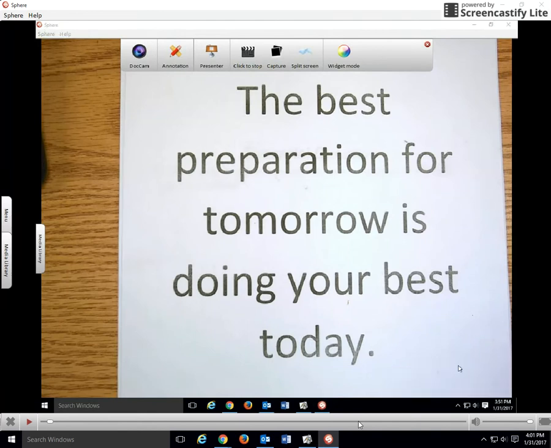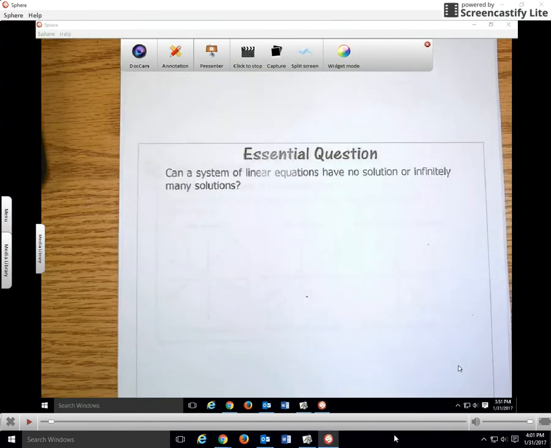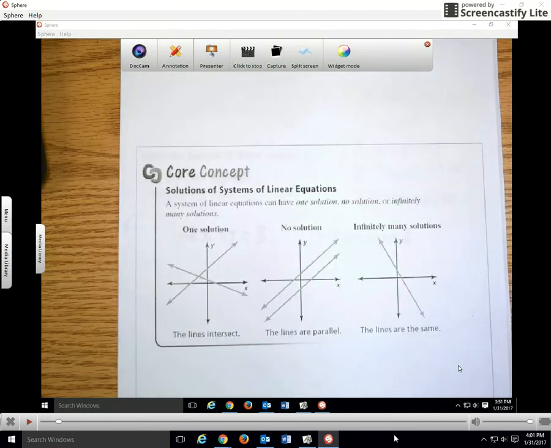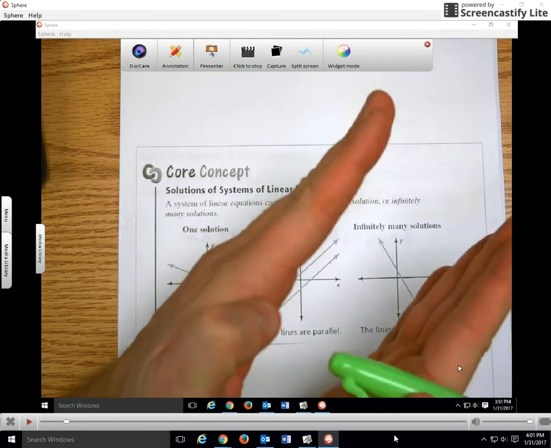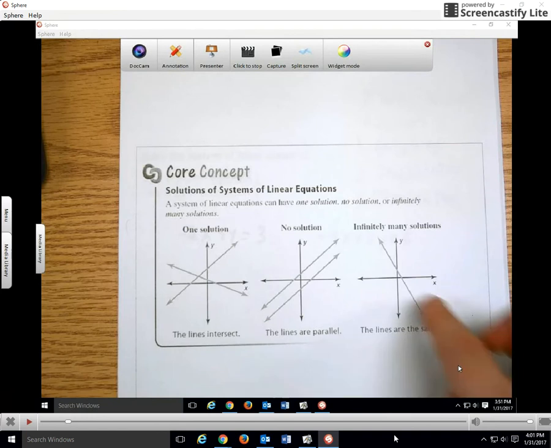I like that. So we're still looking at that essential question: can a system of linear equations have no solution, infinitely many solutions? And we looked last time that it could. It could have one solution. That's when two lines intersect at one point. No solutions is where they're parallel, they never touch, they're forever alone. And the third option would be infinitely many solutions. That's when the line is the same line.